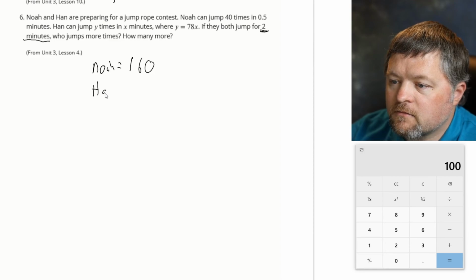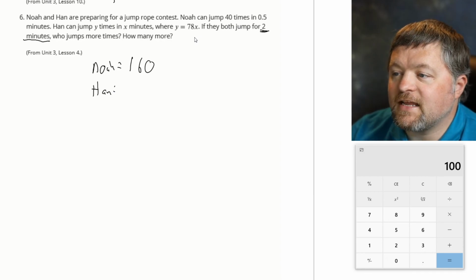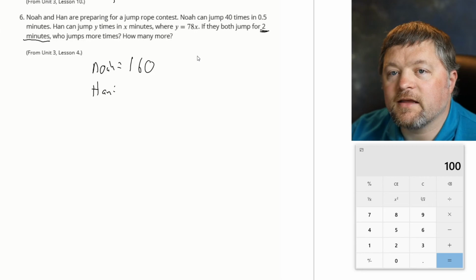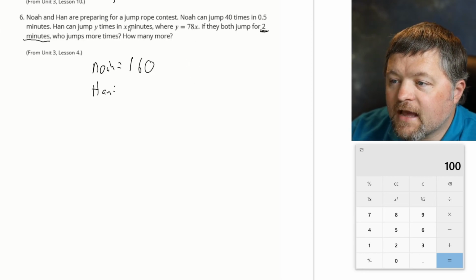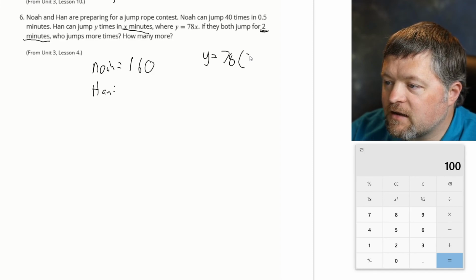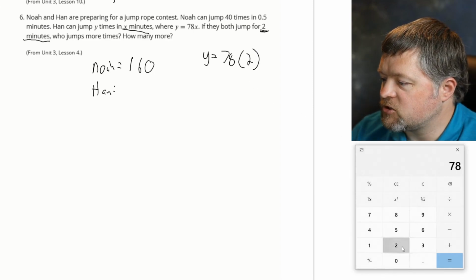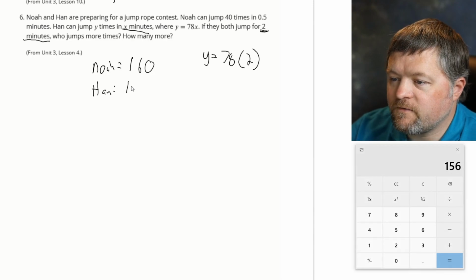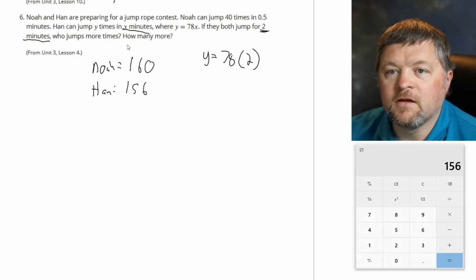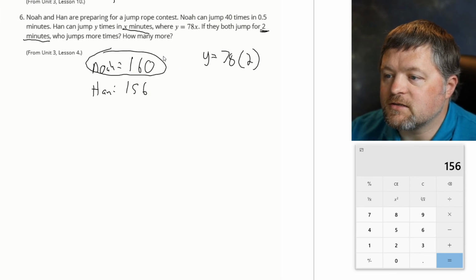Han jumps y equals 78x times. Well, x is our time in minutes, so that would be y equals 78 times 2 minutes. 78 times 2 is 156. So who jumps more times? Noah does.